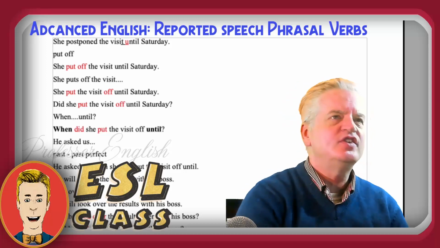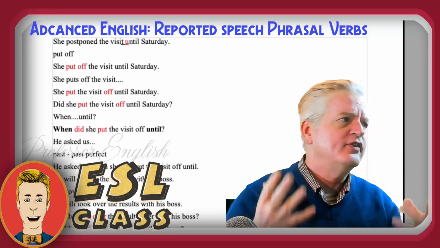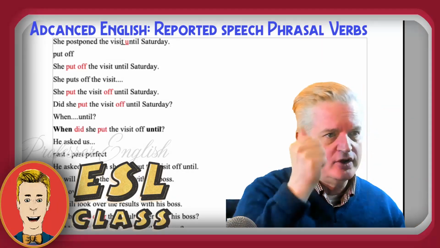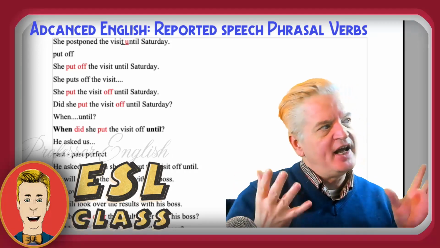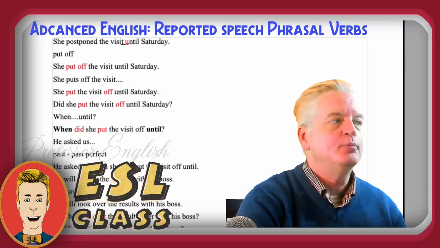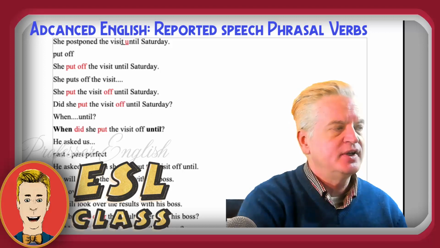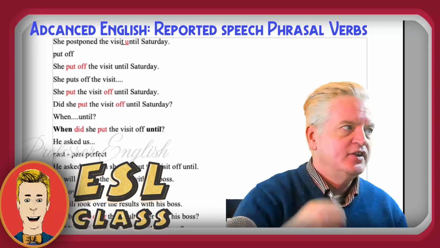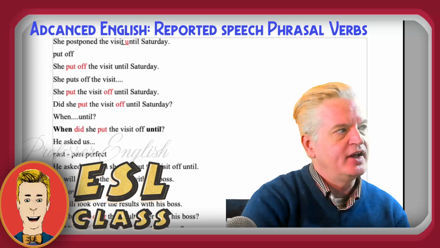Now, the student said, oh, I'm so confused. Is that in the present or the past or the future? Put is an irregular verb. It's always put. Put, put, put. So every form is put. But if it had been in the present, there would have been an S. It would have been she puts off. So this is how we know it's in the past, because there's no S. It's not puts off, it's put off. So we know it's in the past. She put off the visit until Saturday.